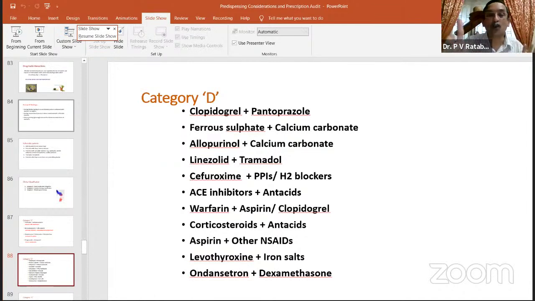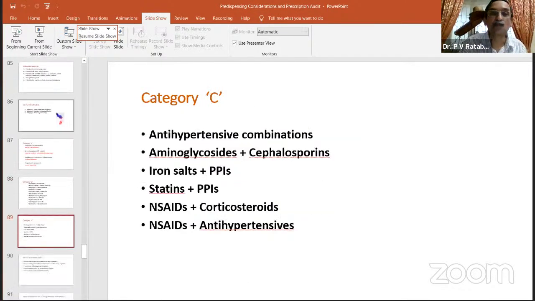Iron and calcium, I already told you. Allopurinol and calcium. So these are some examples where 2 drugs together can cause interference in action. Thyroxine and iron, corticosteroids and antacids. So here, if you know these examples, you can help the patient to some extent. These are some combinations where you have to just observe. Nothing dangerous, antihypertensive combinations or iron salts and proton inhibitors. They are just for completion's sake, you have to observe the patients.